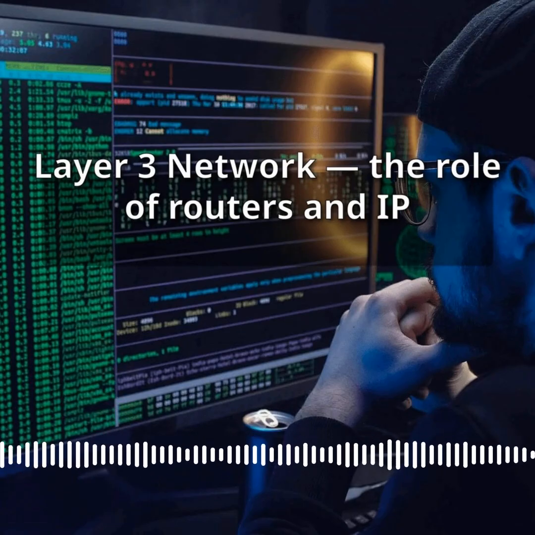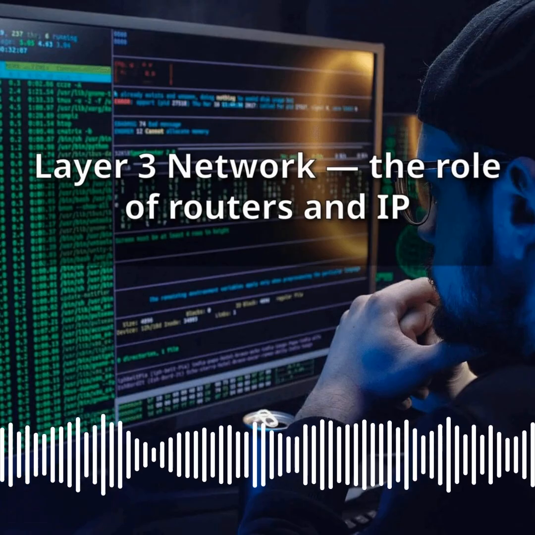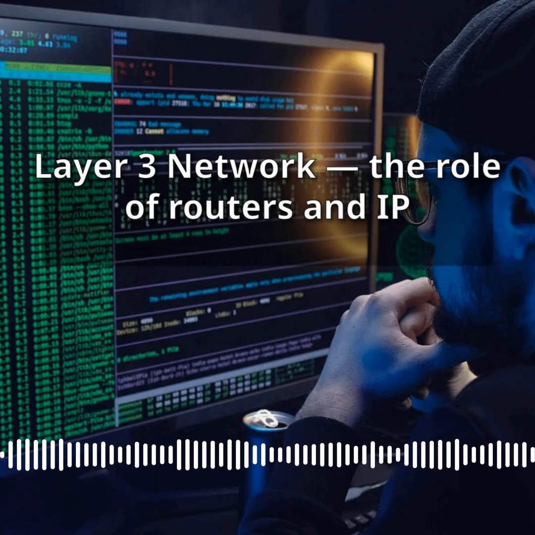When a device with a private address needs to communicate with the internet, a mechanism called Network Address Translation (NAT) is used. NAT, typically performed by a router or firewall, translates the private address into a public address before the packet leaves the internal network.